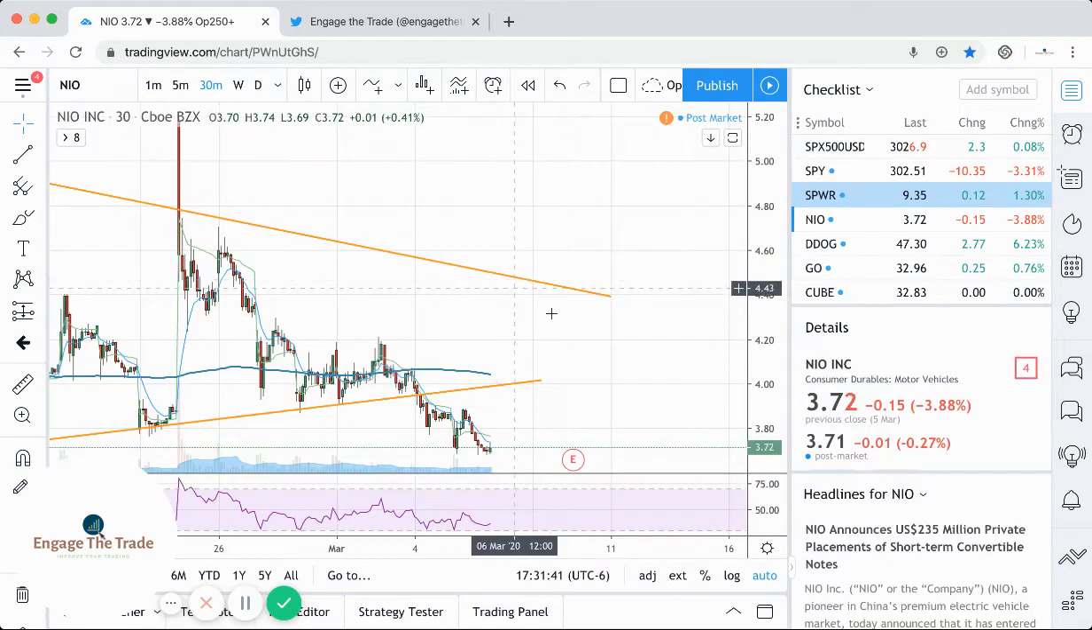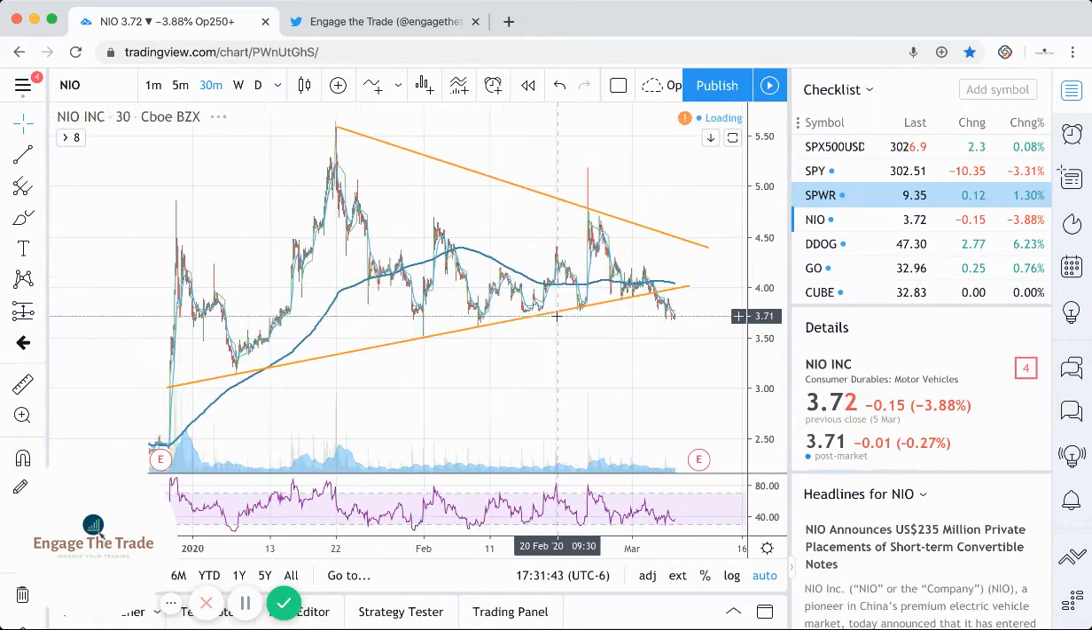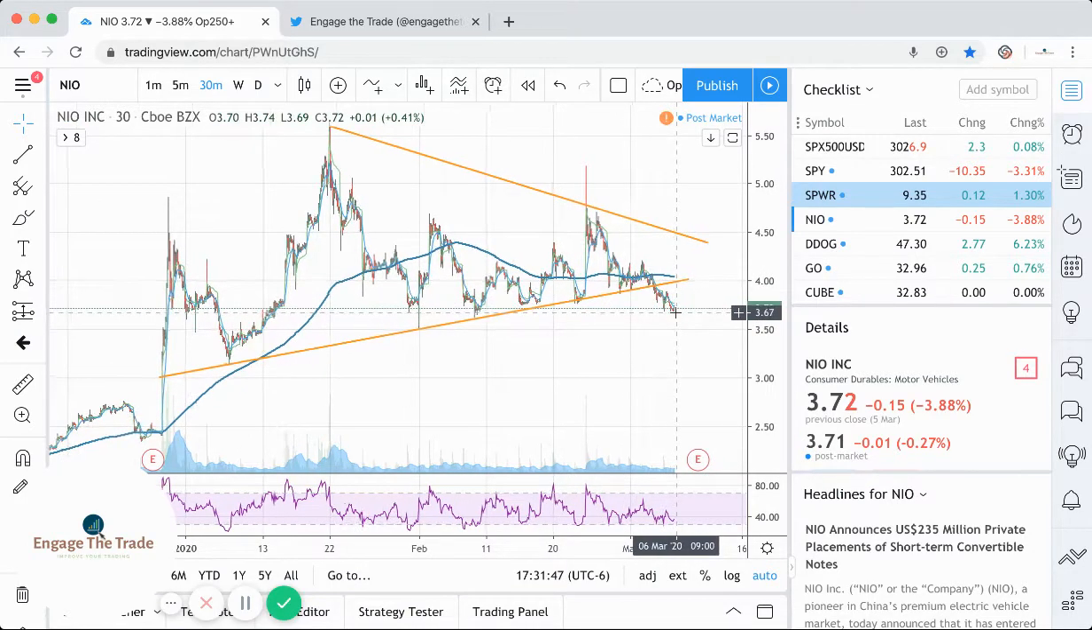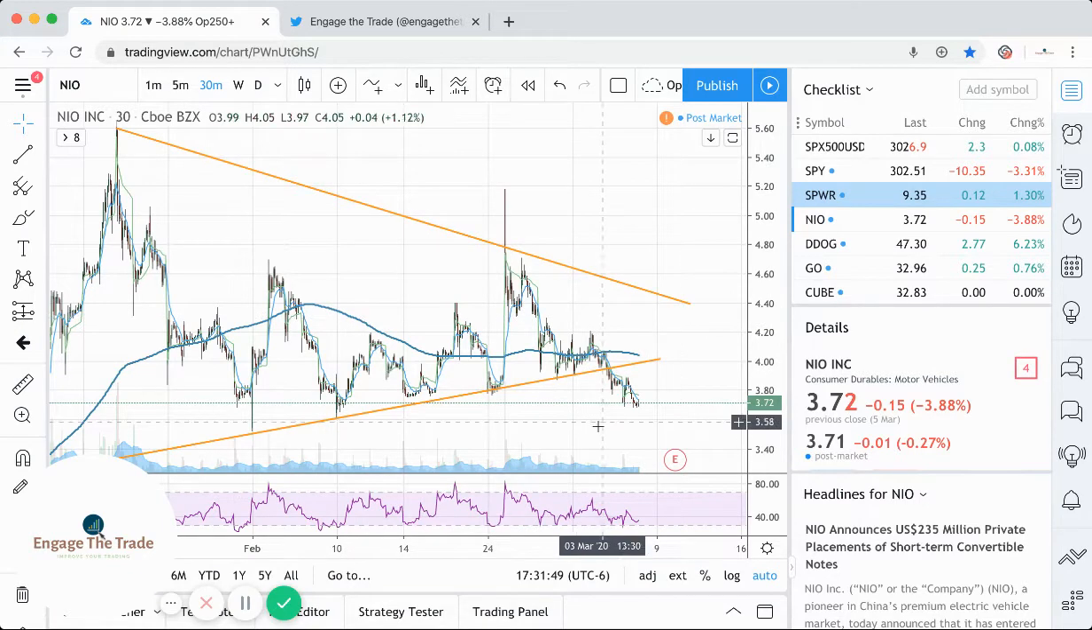NIO, like I was talking to you about before, the coil fell out of the coil. This would be a good short, but earnings is there, so keep that in mind.